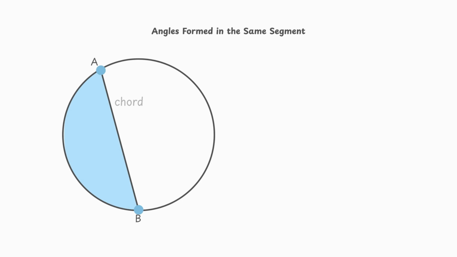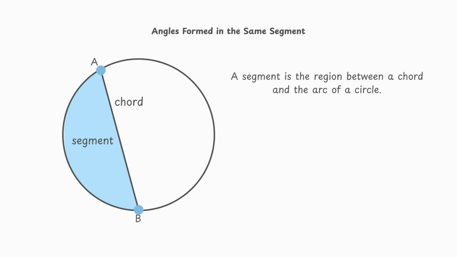Now look at the shaded region. This curved region between the chord and the edge of the circle is called a segment. So a segment is the area between a chord and the arc of the circle. Now let's break that down clearly. The chord is the straight boundary, and the arc is the curved part of the circle. The space in between them is the segment.